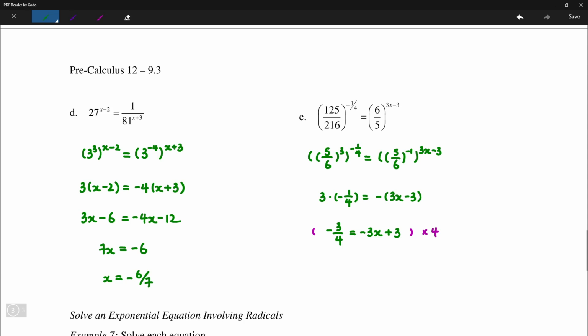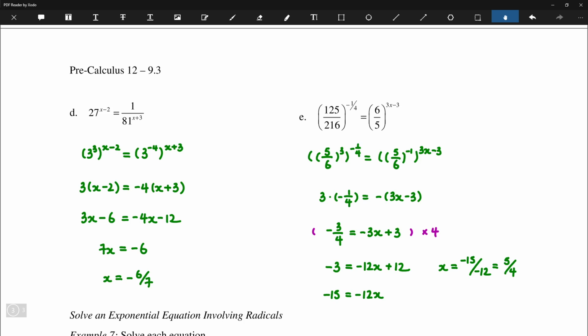Okay, so we have negative 3 is equal to negative 12x plus 12. So subtracting 12 on both sides gives us negative 15 is equal to negative 12x. And finally, dividing both sides by negative 12 will give us x equals negative 15 over negative 12, or just 5 over 4.